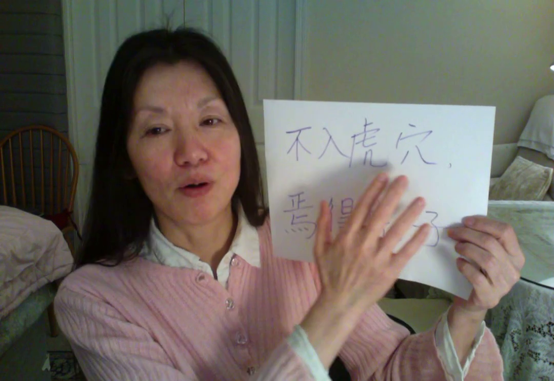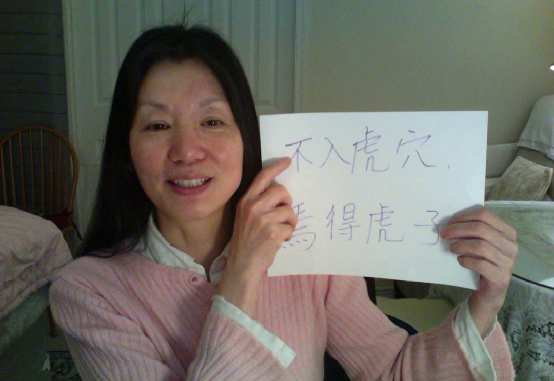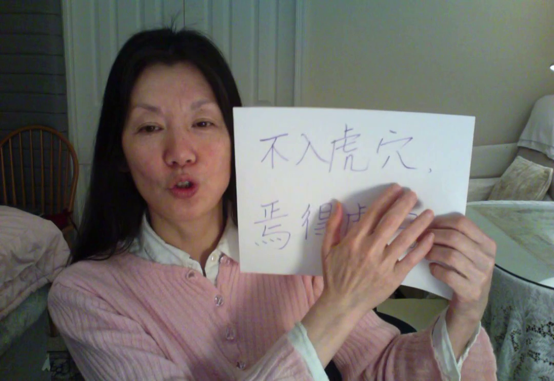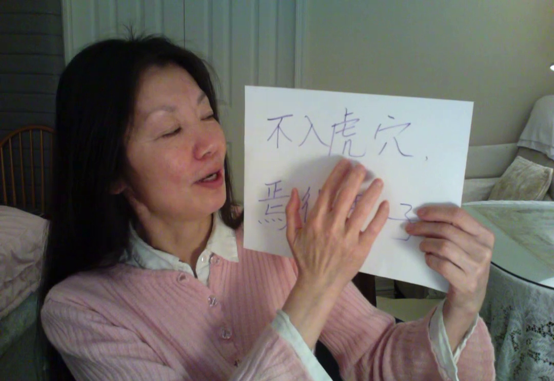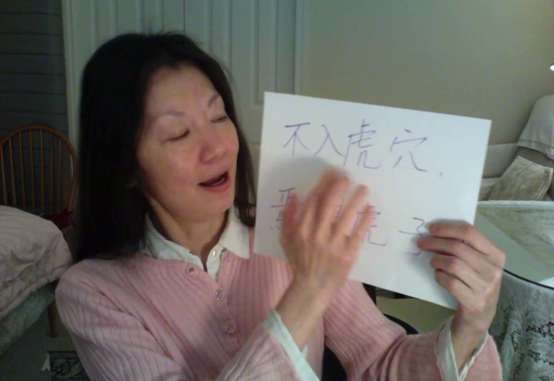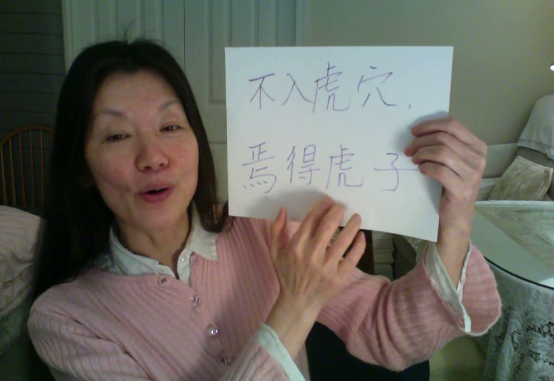穴 means a home, a room for an animal. For people, we say the home or room is 房子. For animals, we don't say 房子, they don't know how to build a house. But we give them a special name: 穴. 不入虎穴, 虎穴 is 老虎的家, 不去老虎的家, 焉得虎子. This is from a long time ago, we don't use it much, but in this case we use it.